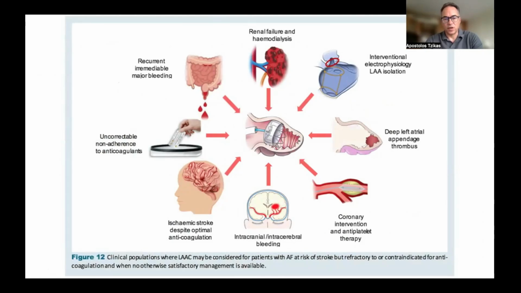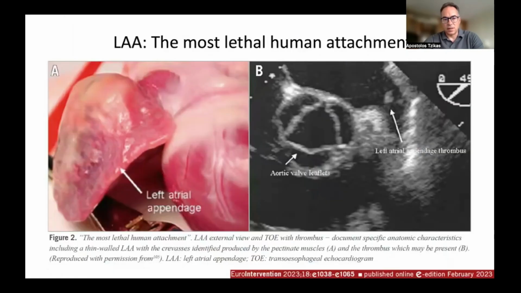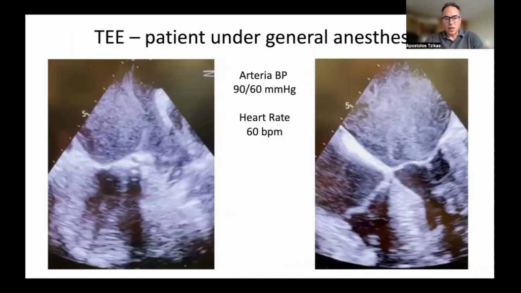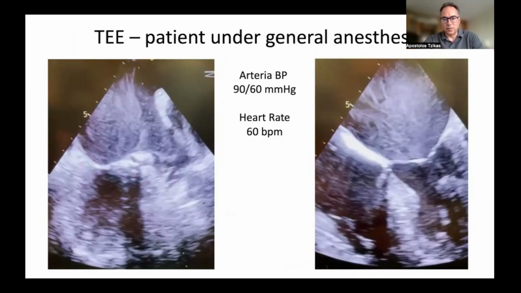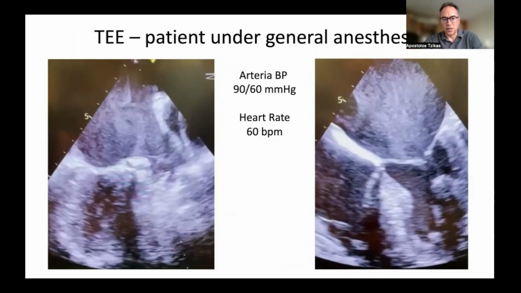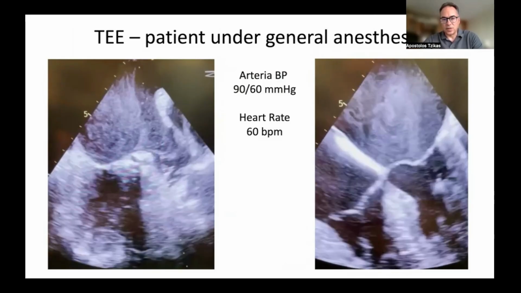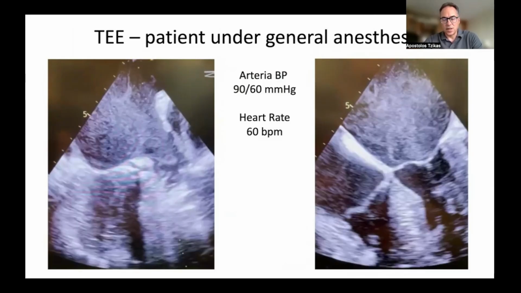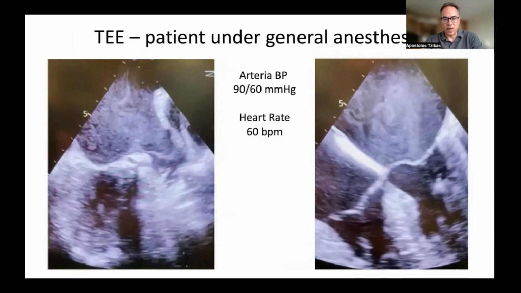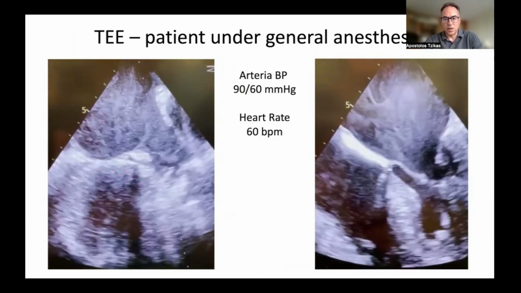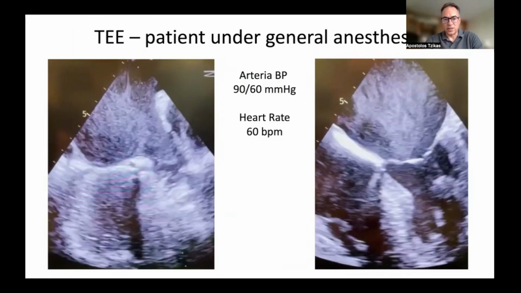But before going there, I will start with this anatomical structure per se, which is the reservoir for thrombus formation in patients with atrial fibrillation. You can see here a transesophageal echocardiogram of a patient who is under general anesthesia. His blood pressure is 90 to 60 and his heart rate is 60. These are sleeping conditions, okay? We have this hemodynamics when we are asleep, and this is what happens.